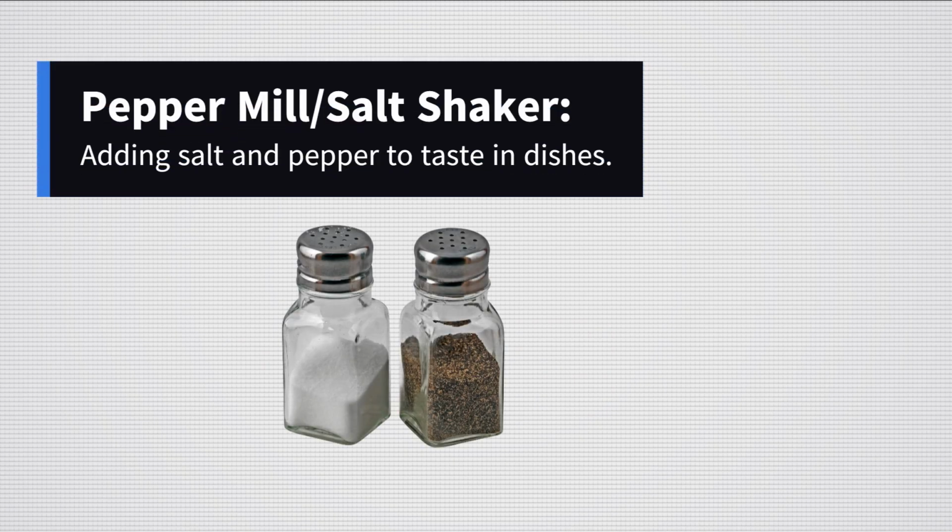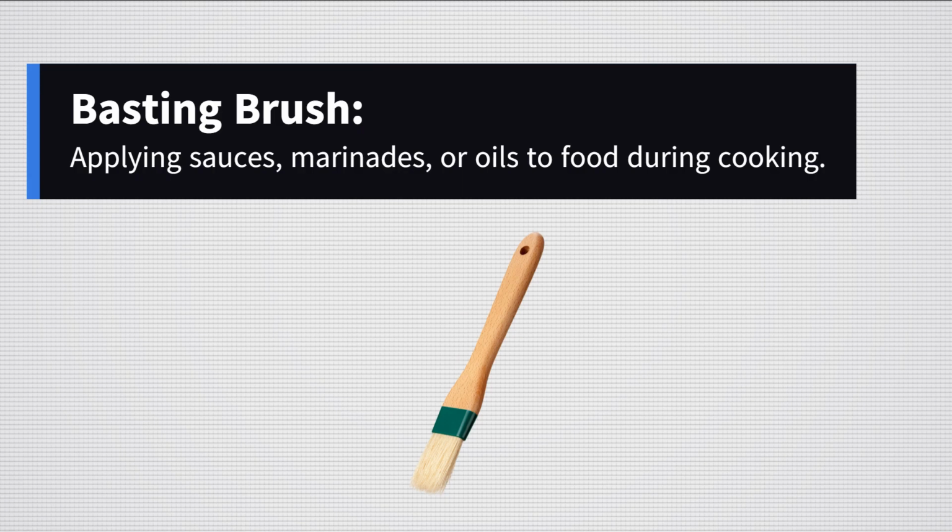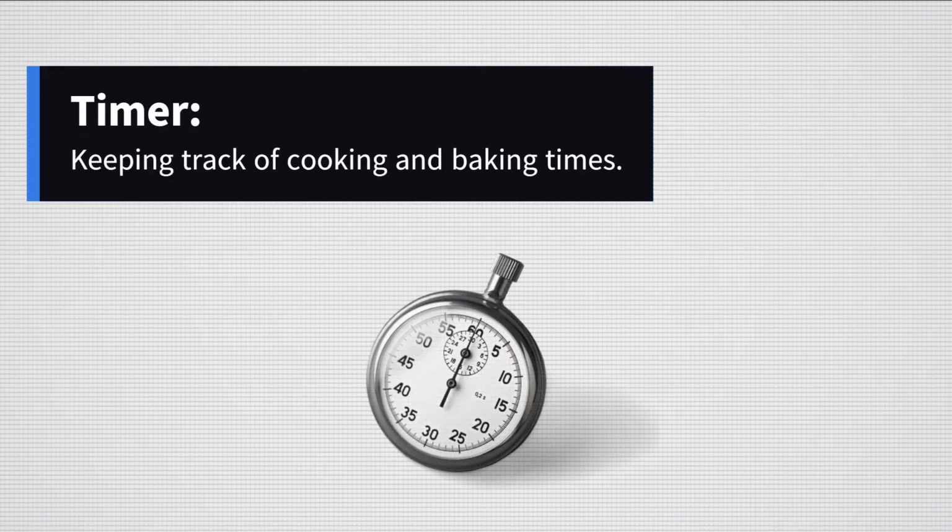Pepper mill or salt shaker. Used for adding salt and pepper to taste in dishes. Ladle. Used for serving soups, stews, and sauces. Basting brush. Used for applying sauces, marinades, or oils to food during cooking. Timer. Used for keeping track of cooking and baking times.